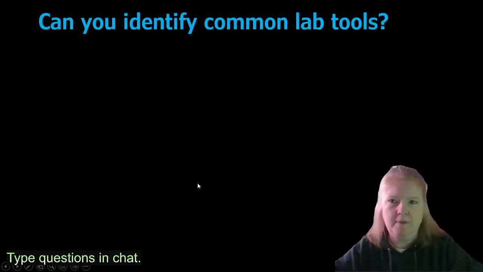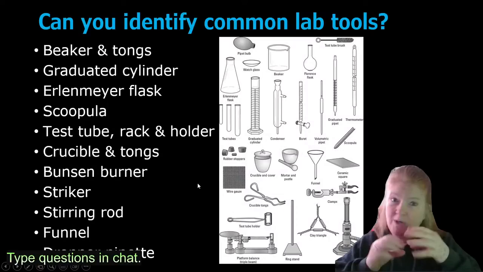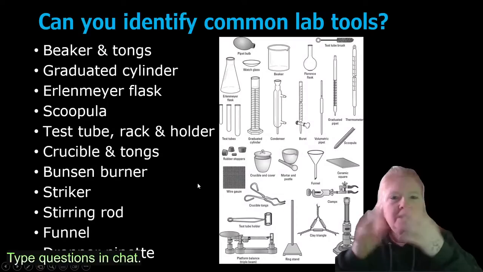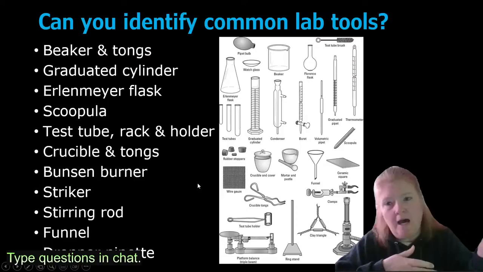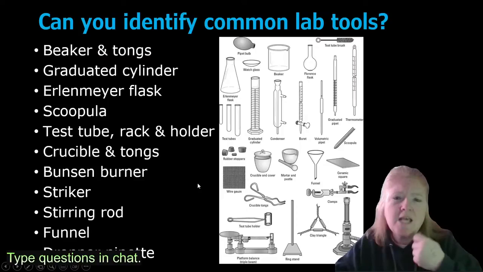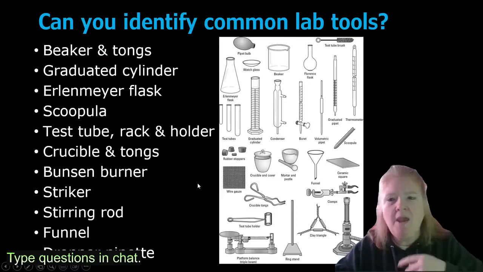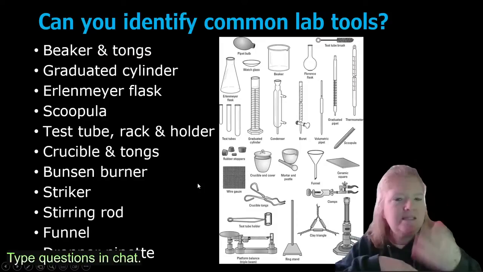All right, can you identify common lab tools? And again, typically you're not going to be asked, what is the name of this lab equipment? But you might see pictures of lab equipment in questions or in a reading. Okay, so beakers and the tongs used to pick up beakers, a graduated cylinder to measure volume, flasks and spatulas. Okay, so you can see this equipment. This is just the major equipment that you might see in a question or see mentioned in a question.